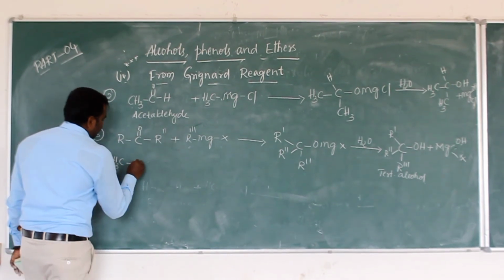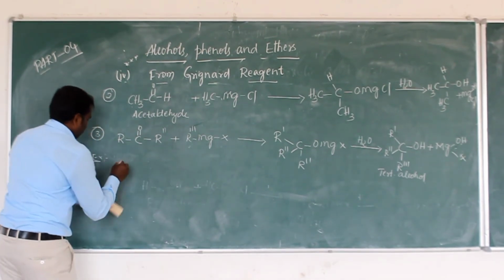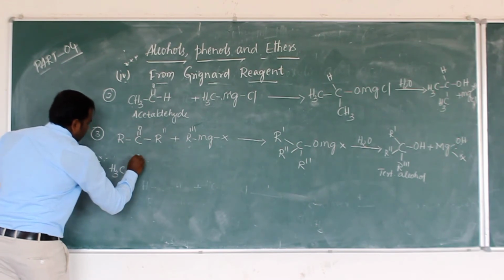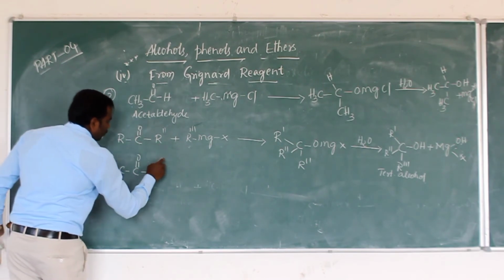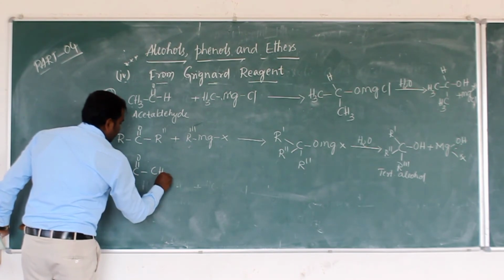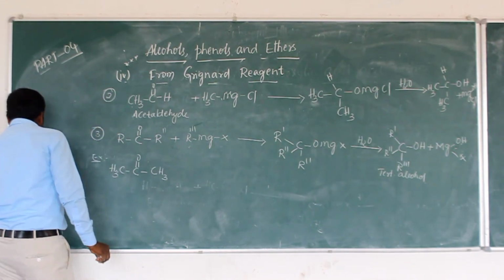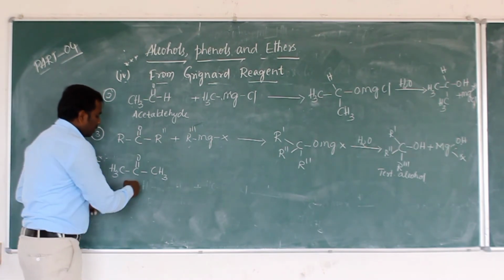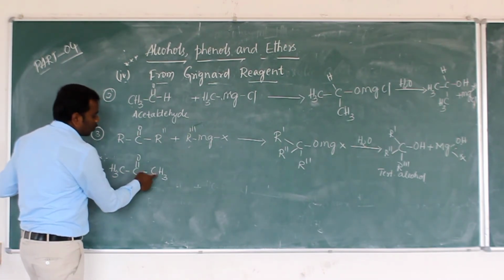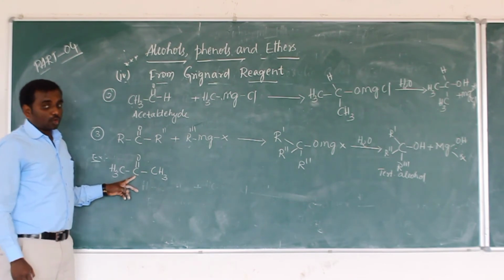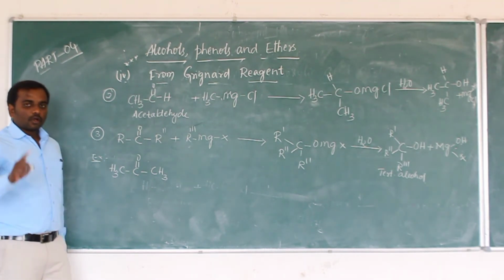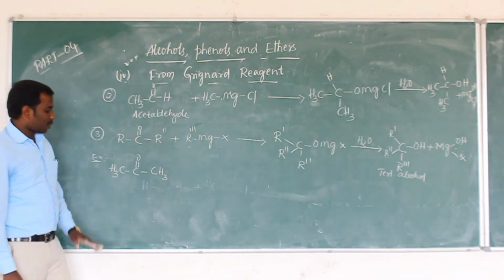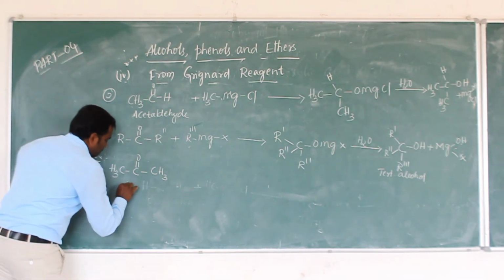Again, CH3, C double bond O, then instead of R double dash, one more CH3 is replaced. It is CH3, C double bond O, CH3, acetone. Acetone is the common name. What is the IUPAC name? Propanone, right?